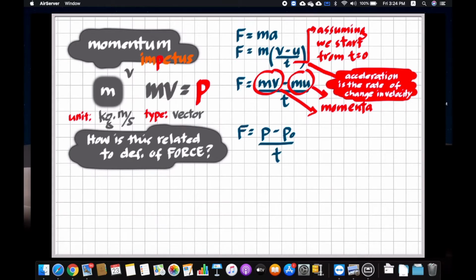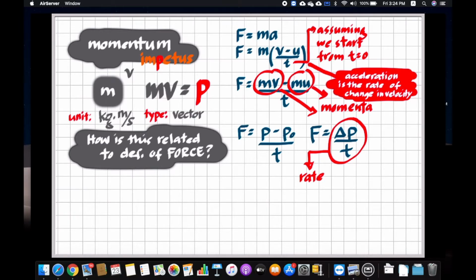over time. And this difference in momentum, following the way we write change in quantities in symbols, we have this F equals delta P, change in momentum divided by time. Now, this is also a rate, the same meaning as in the definition of acceleration here, time rate.